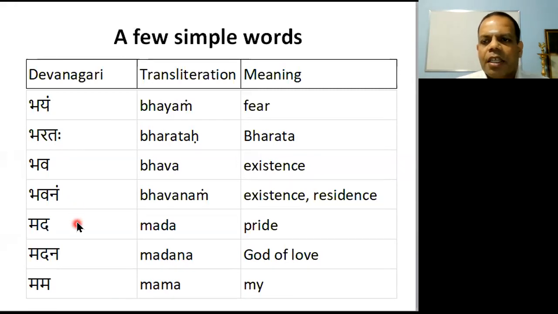The next word is mada. Make sure that the second letter is not the aspirated one, it's unaspirated. So it's the third letter in the ta varga. Mada is considered one of the Arishadvargas, the six bad qualities we are supposed to have: Kama, Krodha, Lobha, Moha, Mada. Mada is pride: pride for wealth, pride for progeny, pride about education and learning, everything.